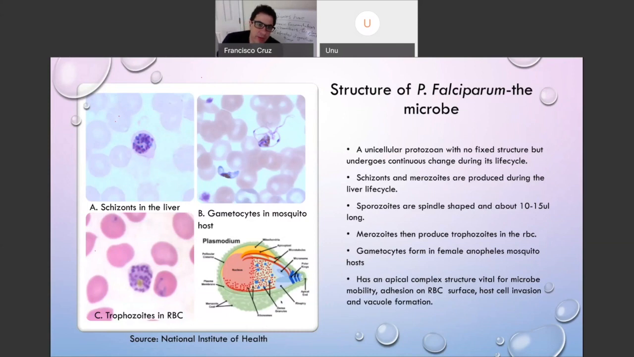Let's talk about the microbe that's responsible for inflicting malaria in people. And so this is a unicellular protozoan. It is amorphous. It doesn't have a set structure, but it has continuous change during its life cycle. When you say unicellular protozoan with no fixed structure but undergoes continuous change during its life cycle, what you're meaning is the surface structures. Right. So that's what you have to say. So I would change that, say, no fixed surface structure. Or, this is also word economy, unicellular protozoan that has a continuously changing surface structure during its life. That's what I would put.